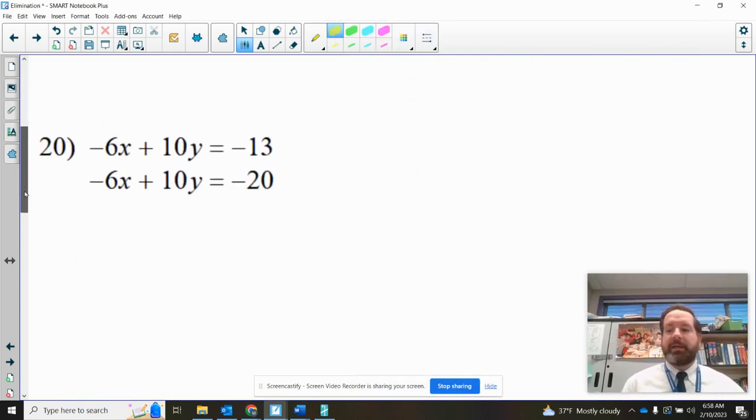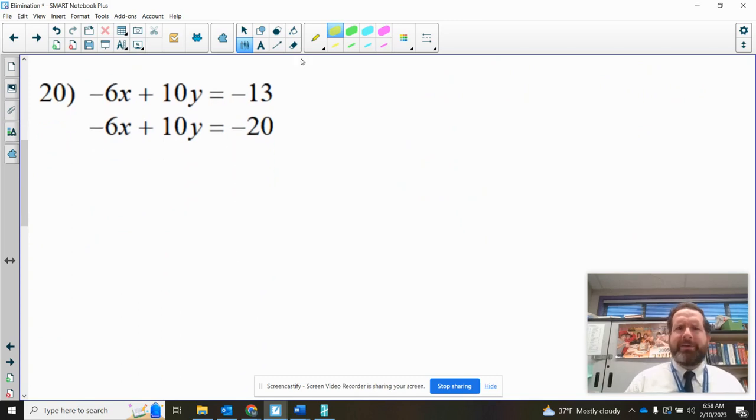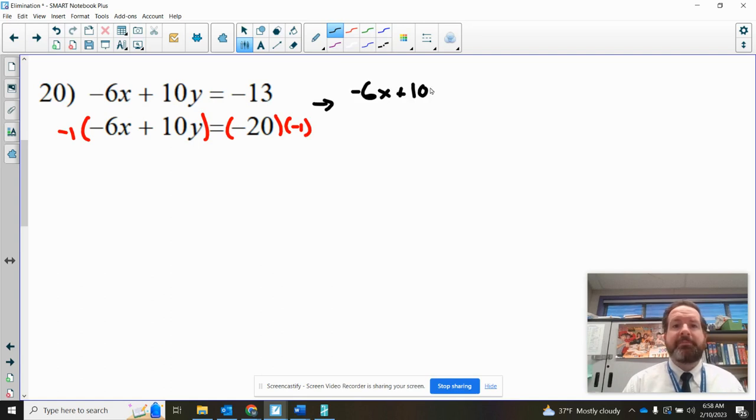Next up, number 20. Now this almost looks like a pair of opposites, but it's not. They're actually the same. So let's take one of the equations. I'm going to choose the bottom one and multiply by a negative 1 on both sides of the equal sign. So the top equation is exactly the same. On the bottom equation, negative 1 times negative 6 is positive 6x's. Negative 1 times 10y is minus 10y's. And negative 20 times negative 1 is positive 20.